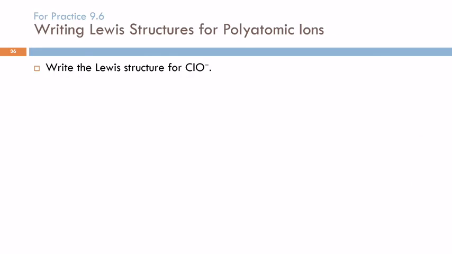Let's do a polyatomic ion. Really simple one. Do you remember the name of this guy? Close to chloride. It's one less oxygen than chlorate. Hypochlorite. So this is a hypochlorite ion. Yes, sodium hypochlorite is the active ingredient in bleach.